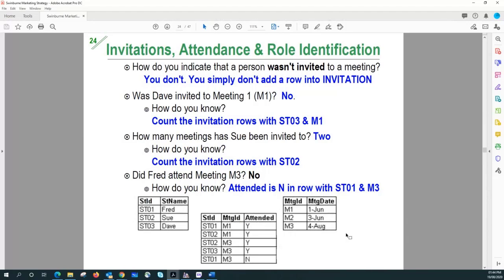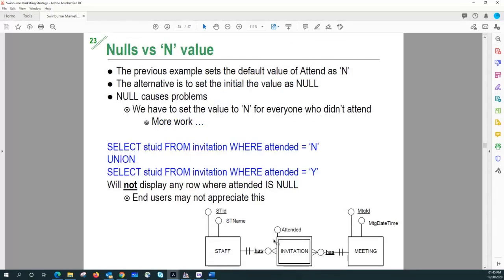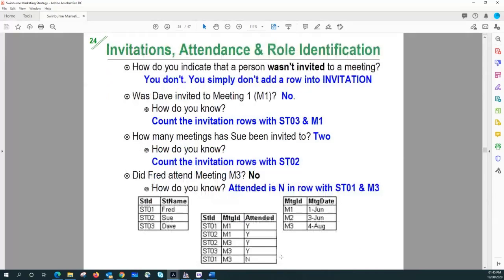So you need to think about these small bits and pieces. For example, if I get a question from my manager saying, how do you indicate that a person wasn't invited to a particular meeting? That's very easy, because if a person isn't invited, I don't add any row to the invitation table. I insert rows only for the people we have invited. We don't put anyone who is not invited, right? So that is something that we need to understand.